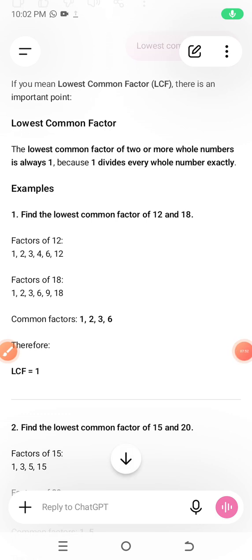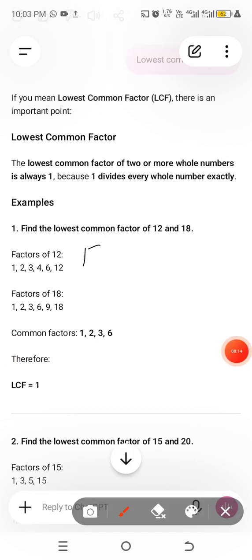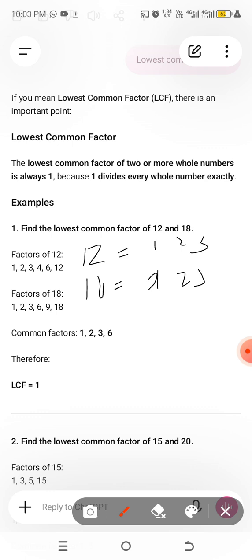Now, after highest common factor, we look at lowest common factor. The lowest common factor of 2 or more whole numbers is always 1, because 1 divides every whole number exactly. So if you are asked to find the common factors of 12 and 10, as I've taught you, you find the numbers that can divide them. You do it like this: 1, 2, 3, 4, 6, then the remaining numbers.